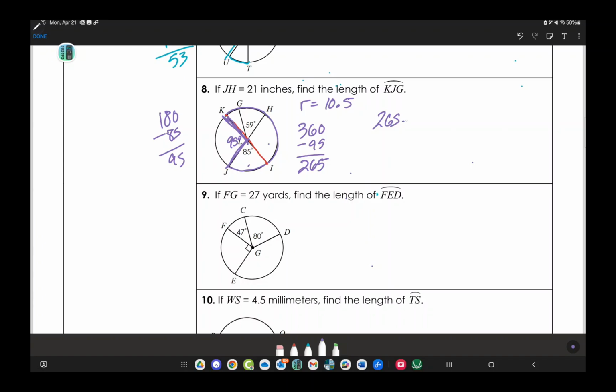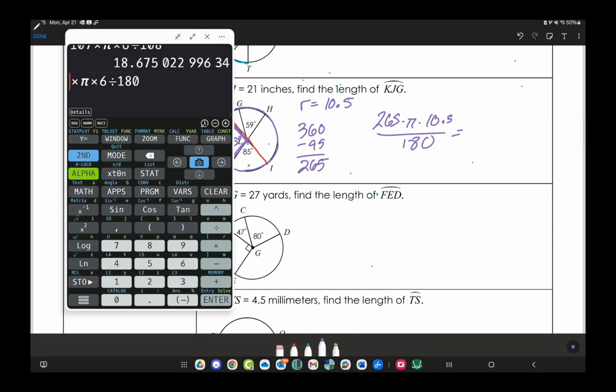So 265 times pi times 10.5 over 180. Gives me 48.56 inches.